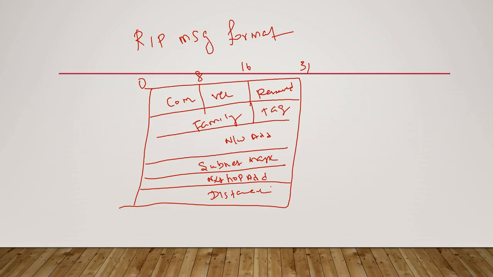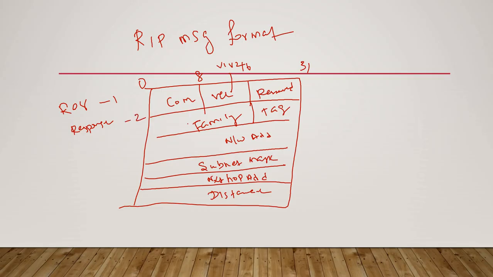So the first thing is the command. It is either a request command or a response command, and that is indicated here. If it is a request, the value becomes 1, and if it is a response, the value becomes 2. Then similarly the version, 1 or 2, is indicated here. The request means 1 and the response means 2.